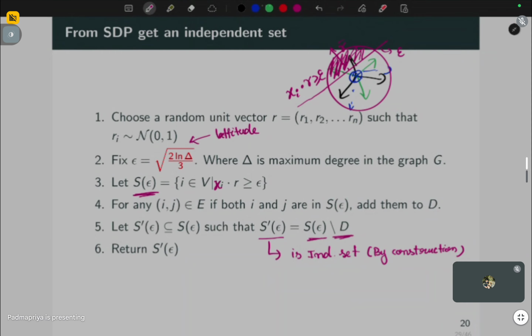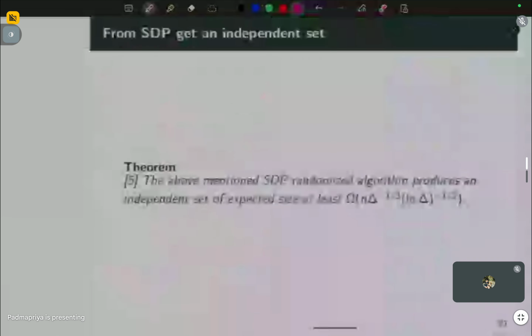So this number over here, we will see later in the analysis, ensures that your S prime epsilon is at least as large as half of your S epsilon. So most of the vertices over here are going to be non-adjacent. So that's pretty much what we want. That's why we are choosing all of this. Now this algorithm just returns an independent set. Now what to do after this?